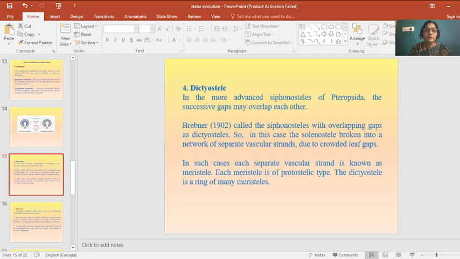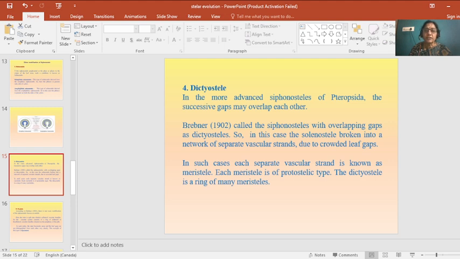Then the other type of modification of the siphonostele is known as the dictyostele. This is the advanced type found in Pteropsida, where the successive gaps may overlap each other. So Brebner in 1902 called the siphonosteles with overlapping gaps dictyostele.